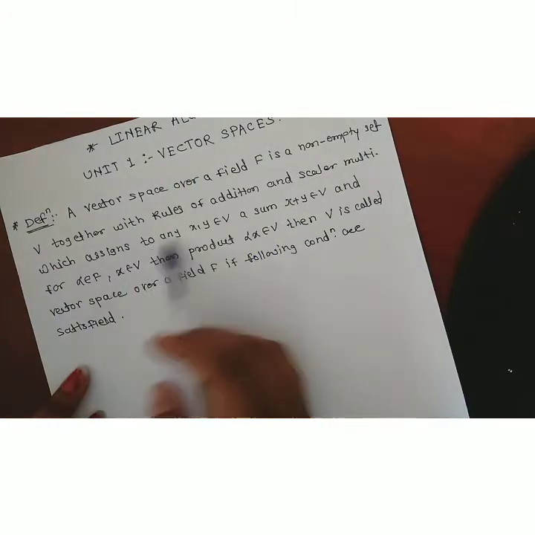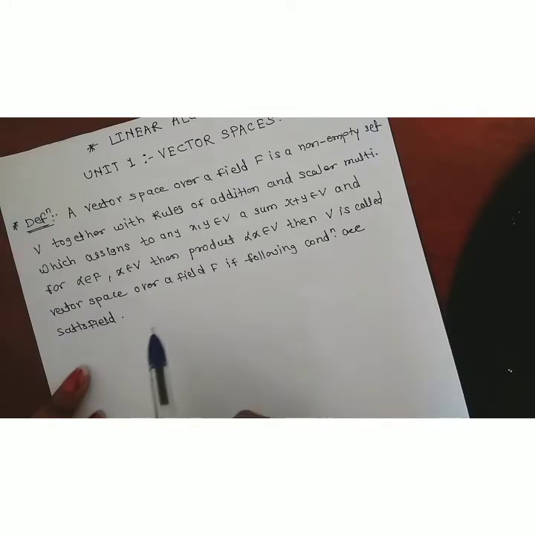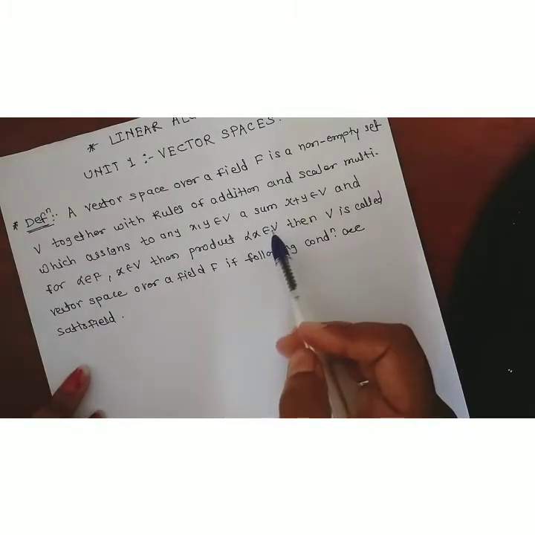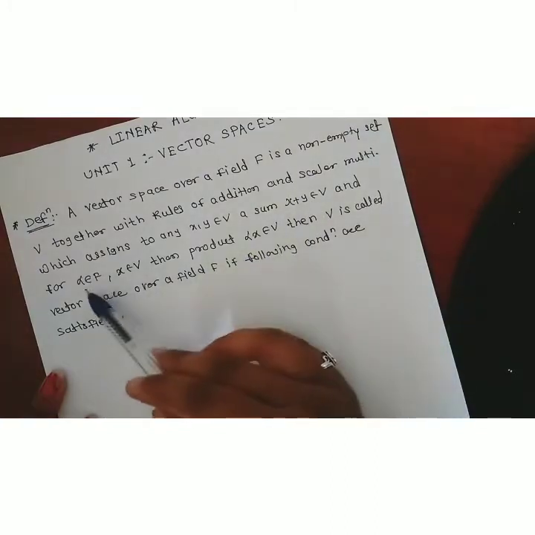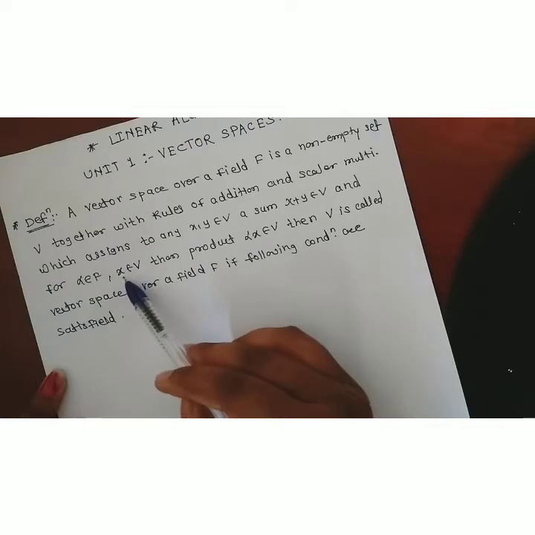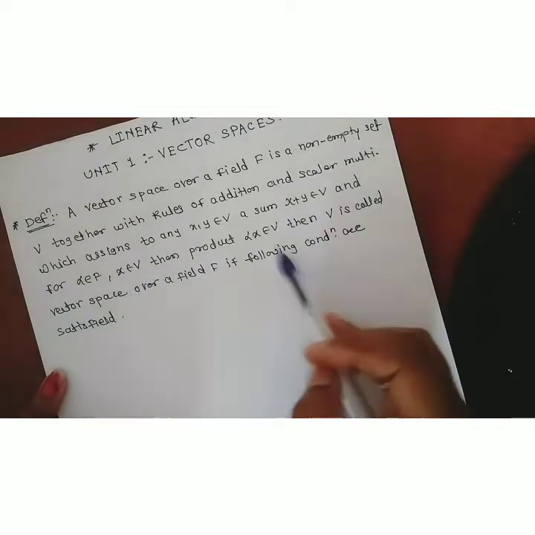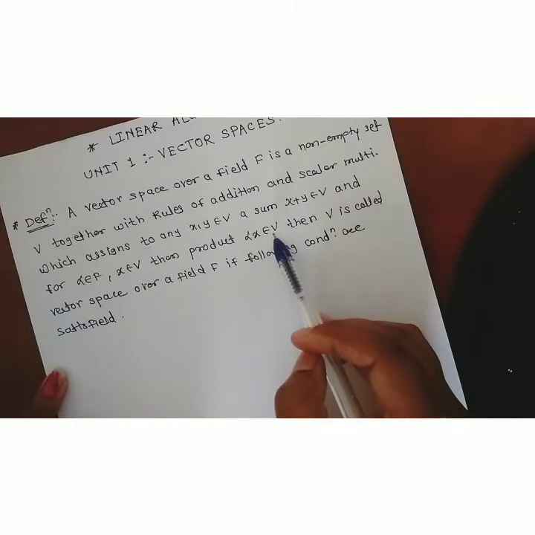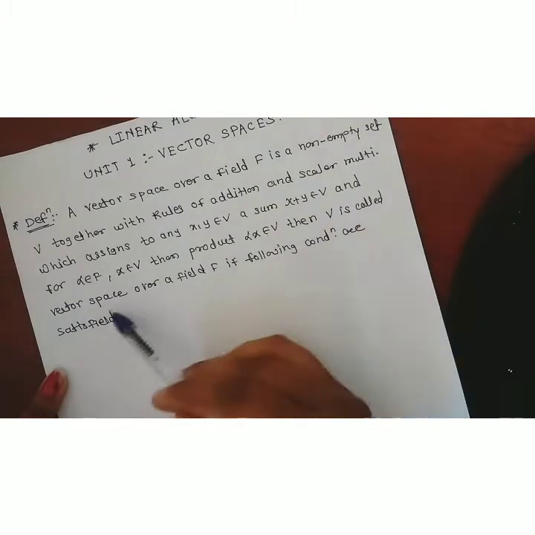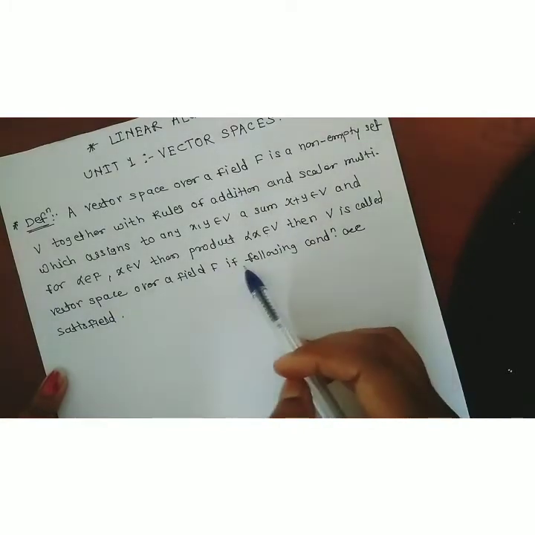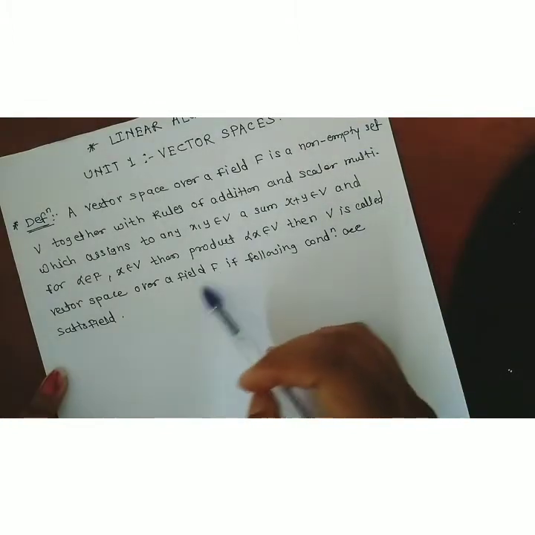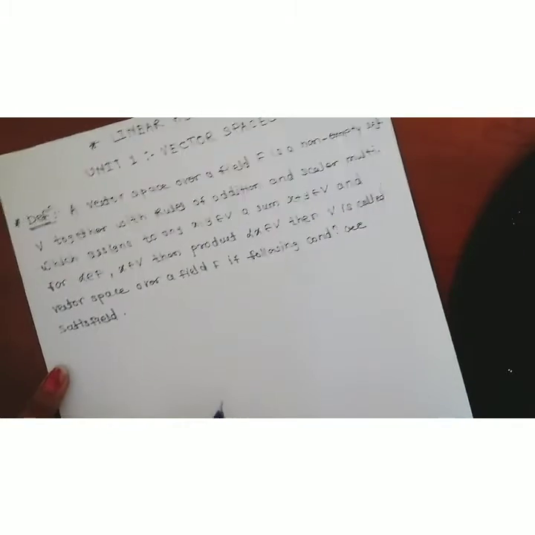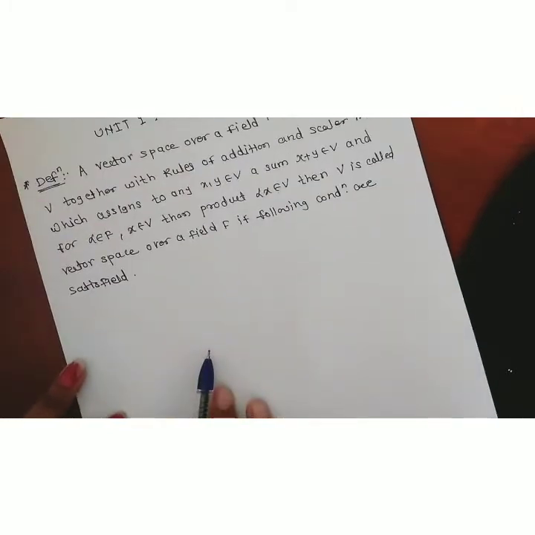If we have to show that a non-empty set V is a vector space, these two basic properties need to be satisfied. What are they? For any x, y belongs to V, x plus y belongs to V, and for any alpha belongs to the field F and every element x belongs to the set V, alpha into x belongs to V. Then V is called a vector space over the field F if the following conditions are satisfied. So what are those properties?